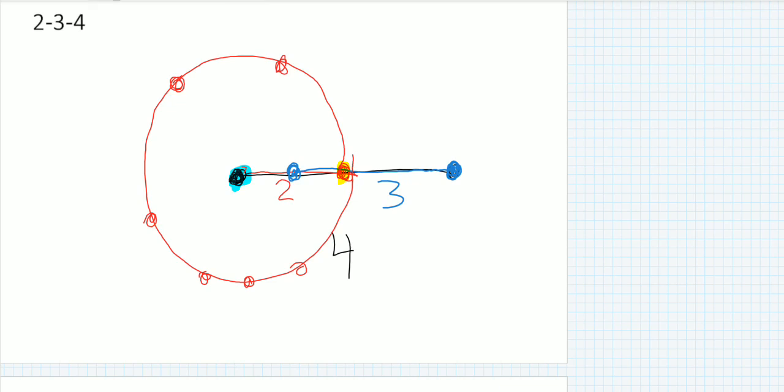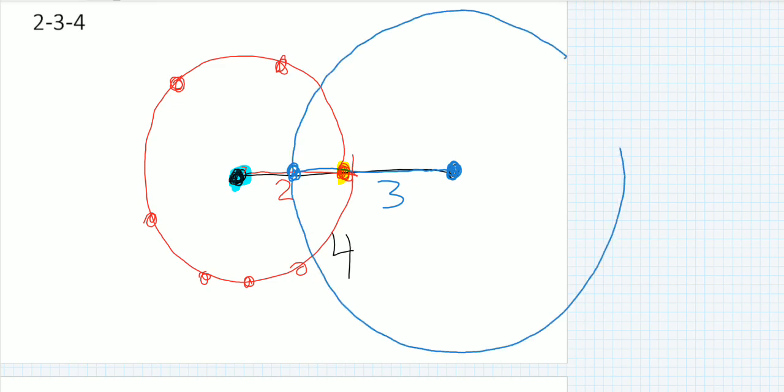Now let me do the same thing with the blue one. But now the blue one is a 3, so that means the circle is going to be a little bit bigger. And remember, it's going to rotate around this point because we're keeping that point stationary.